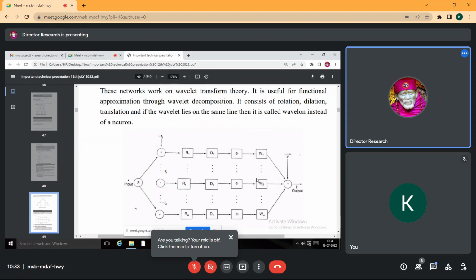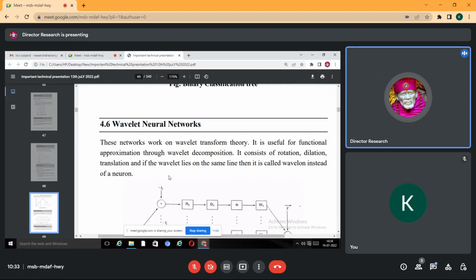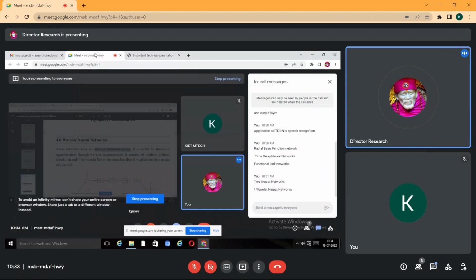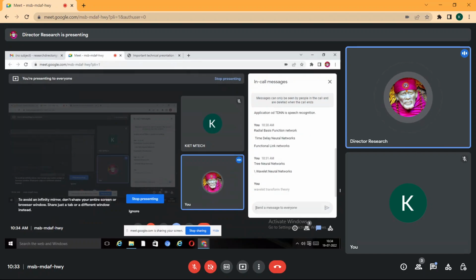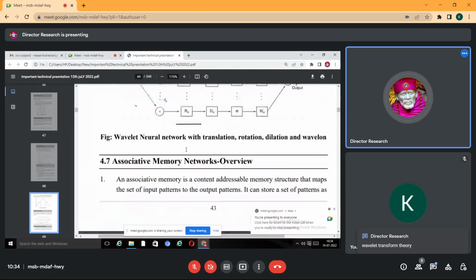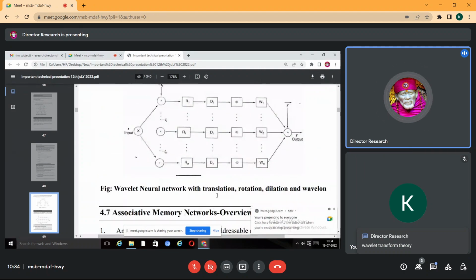Okay, in wavelet networks we will use the wavelet transforms here. How we apply the mathematical model and the concepts of wavelet transforms, those concepts are the same here. There is no difference; it is simply an application of wavelet transform theory. Then its particular architecture or diagram: wavelet neural network with translation, rotation, dilation, and wavelength.